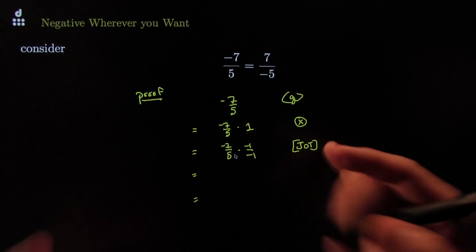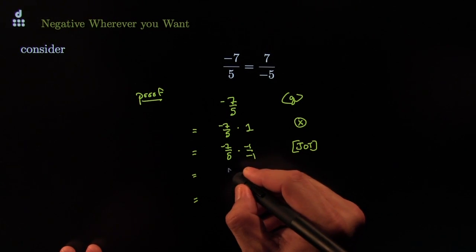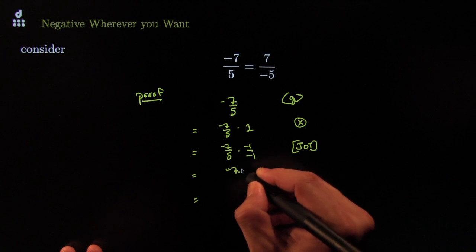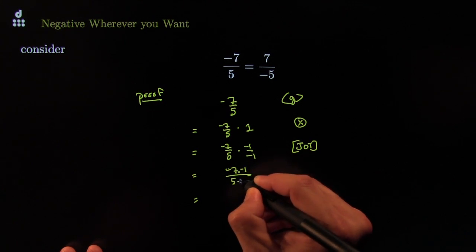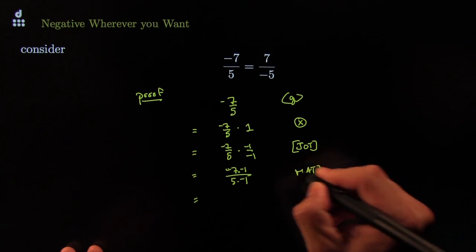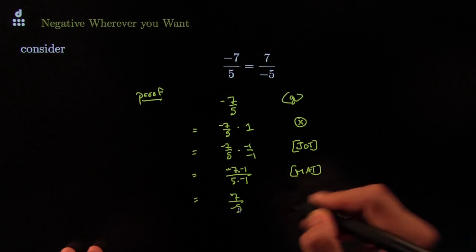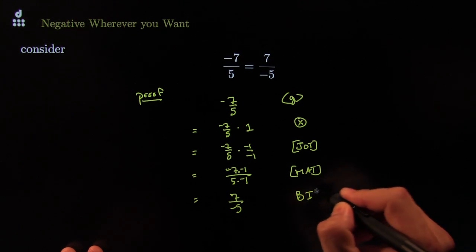And then you could multiply across. We've already multiplied across, so this would be -7 times -1 all over 5 times -1. And that of course is by multiply across theorem. Then you go on and you clean up the top, that becomes 7. The bottom becomes -5. And there you go.